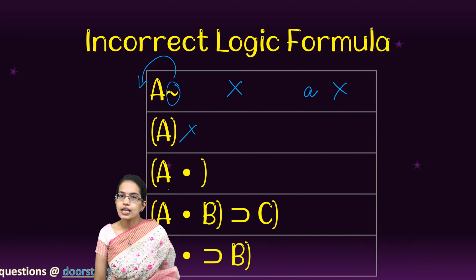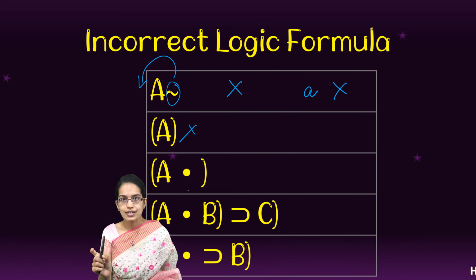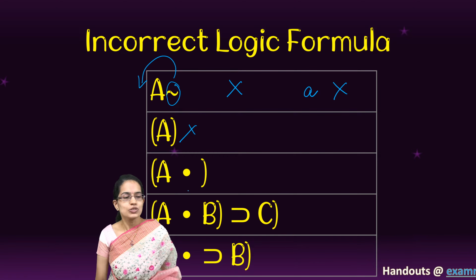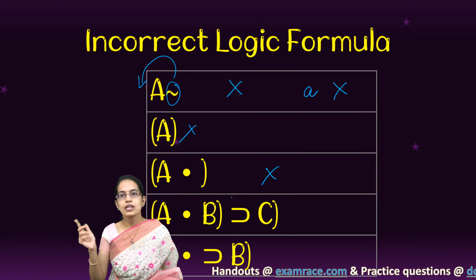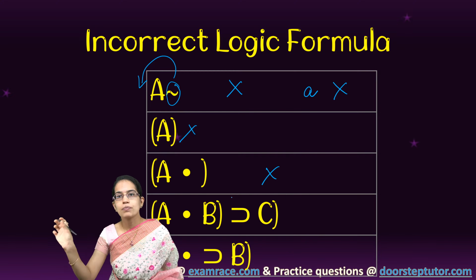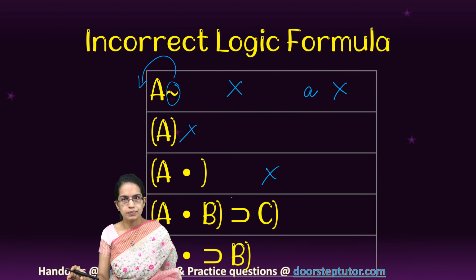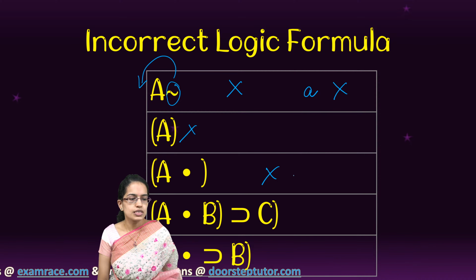When I am putting a and then a dot, that means a and, but there is no second term. So this is again an incorrect logic formula. There should be a second term. So I can write a dot b. That would be a correct representation of it. Okay, so this is incorrect.